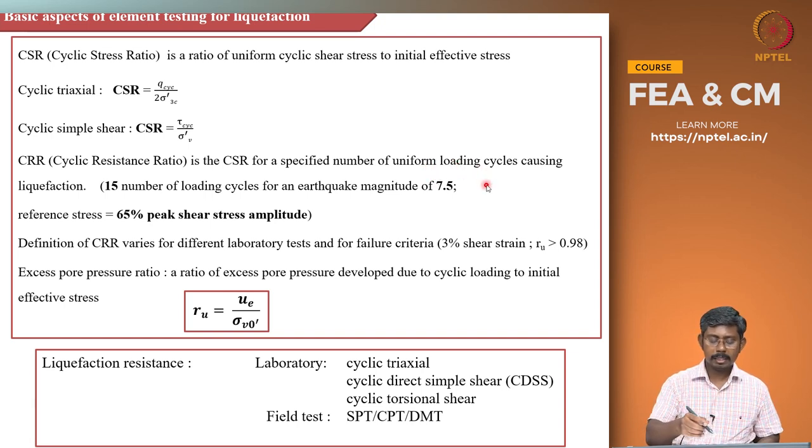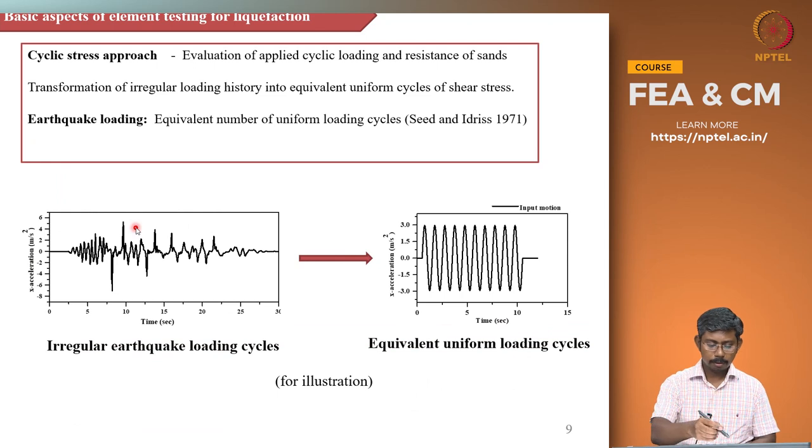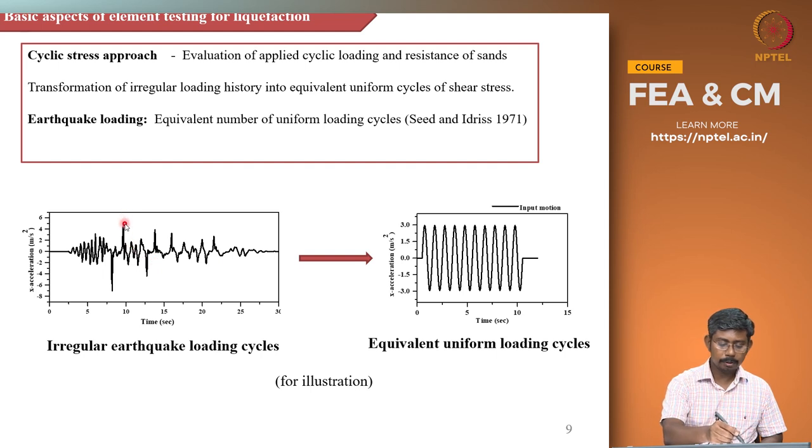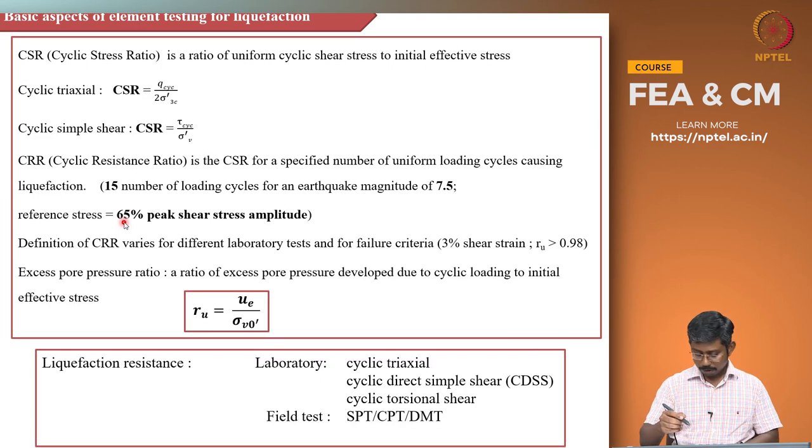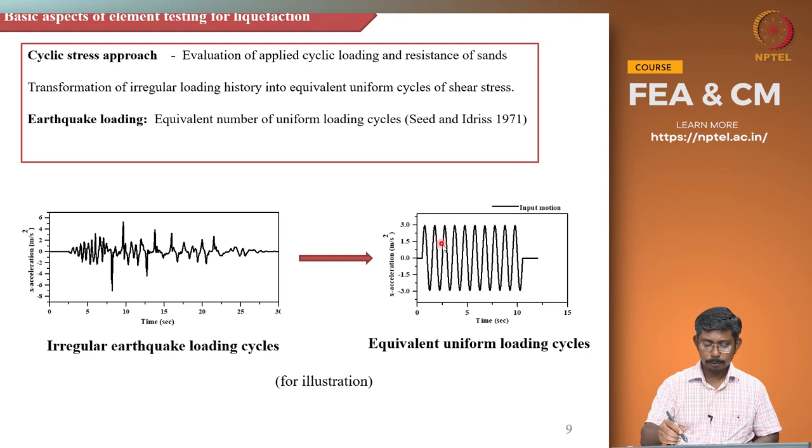Normally the number of cycles is kept as 15. This 15 corresponds to an earthquake magnitude of 7.5, and both 15 and 7.5 are based on this particular aspect, because the reference stress level chosen here is 65% of the peak shear stress amplitude. For a given earthquake motion, the peak amplitude is considered and 65% of that amplitude is chosen, and uniform loading cycles of that amplitude are applied to simulate the loading in the laboratory.